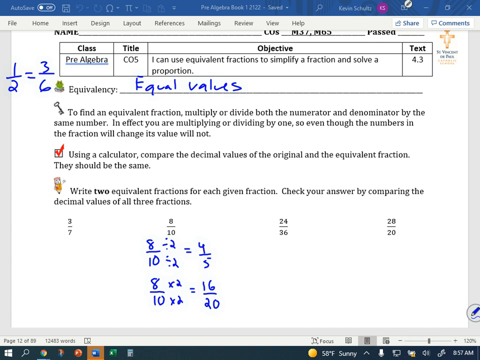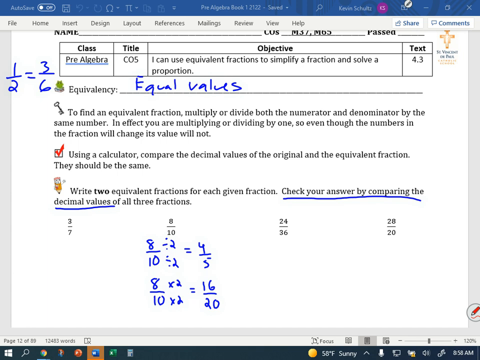It then says to check your answer by comparing the decimal values. How do I do that? Everybody take out your calculator. If you don't have your calculator, just sit tight. I'm not going to let you go grab it from a locker. Okay? Especially with backpacks, calculators, stick it right in your front pocket and just bring it with you everywhere.